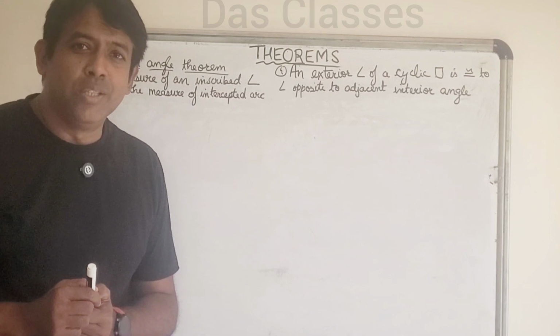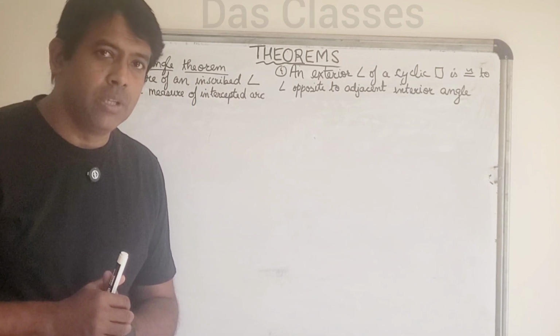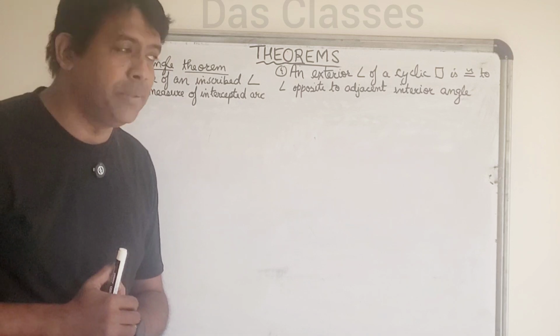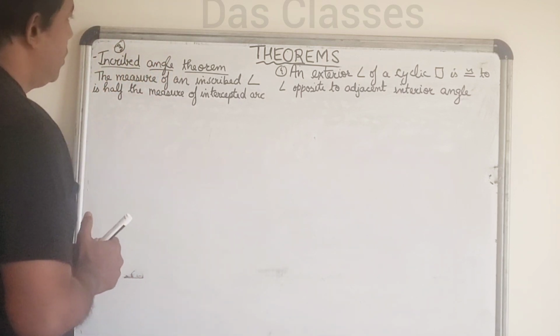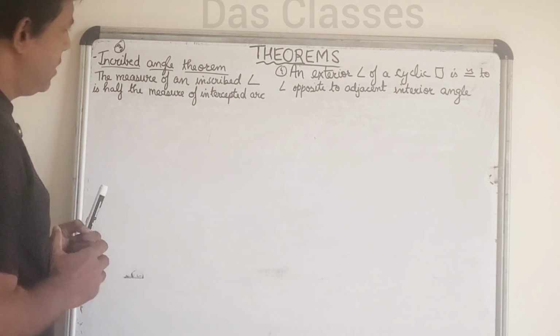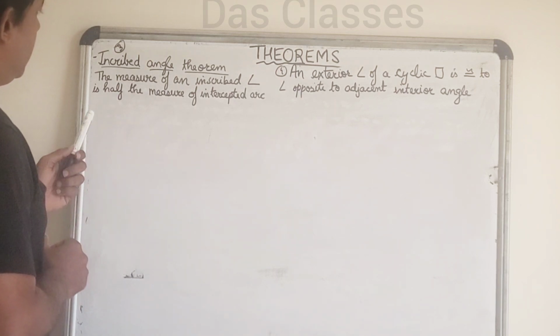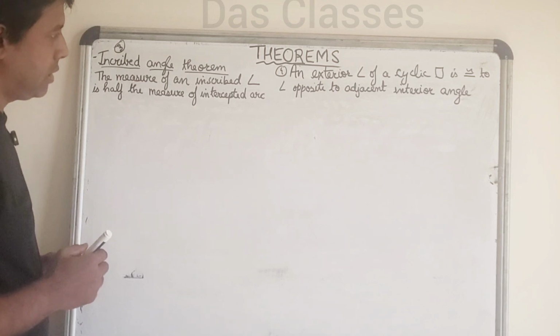Hello students. So continuing with the previous video that we saw of theorems, we'll continue with a few more theorems. So I have already written down the theorems, a few more important theorems. Inscribed angle theorem. So what does the inscribed angle theorem state? The measure of an inscribed angle is half of the measure of the intercepted arc.